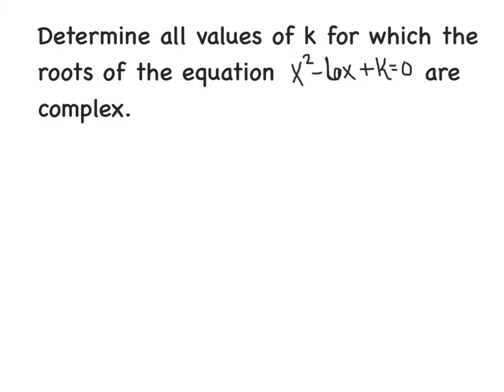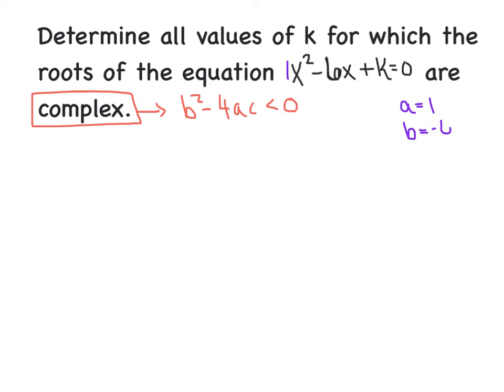Now what we should be saying to ourselves, the moment we see the word complex, is that our discriminant needs to be negative, in other words, less than 0. And I'm going to plug in all the appropriate values. We've got an invisible 1 here, so I know that a equals 1, I know that my b value is negative 6, and I know that my c value, in this case, is an unknown value called k. So as I plug them in, I've got negative 6 squared minus 4 multiplied by 1 multiplied by k, and we're going to try to solve for k.